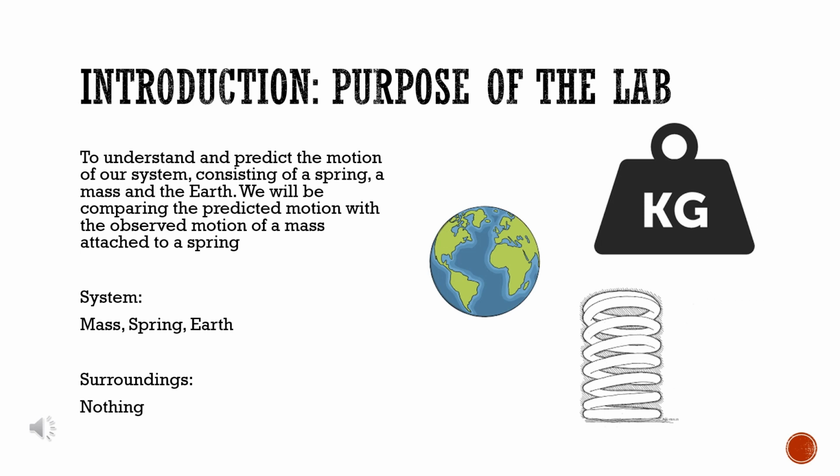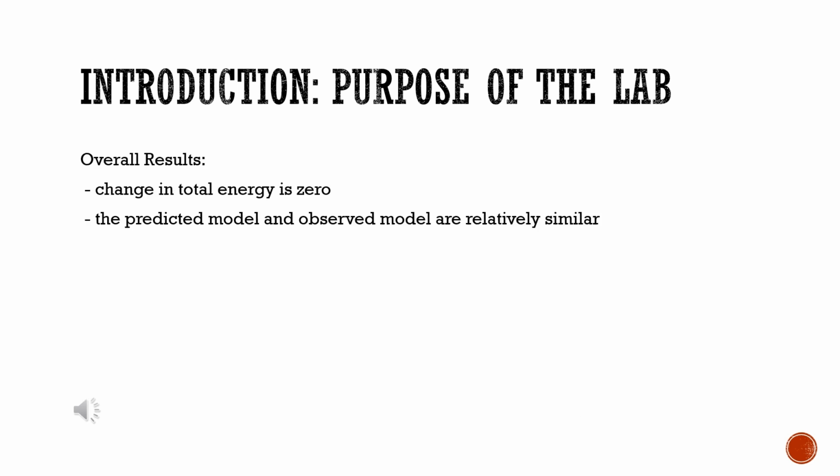So the purpose of this lab is to understand and predict the motion of our system, which in this case consists of a spring, a mass, and the Earth. We'll be comparing the predicted motion with the observed motion of a mass attached to a spring. It's important to note that the system is the mass, spring, and the Earth, whereas the surroundings would be nothing. By the end of the lab experiment, we could show that the total change in energy would be zero, and the predicted model and the observed model are relatively similar to one another.